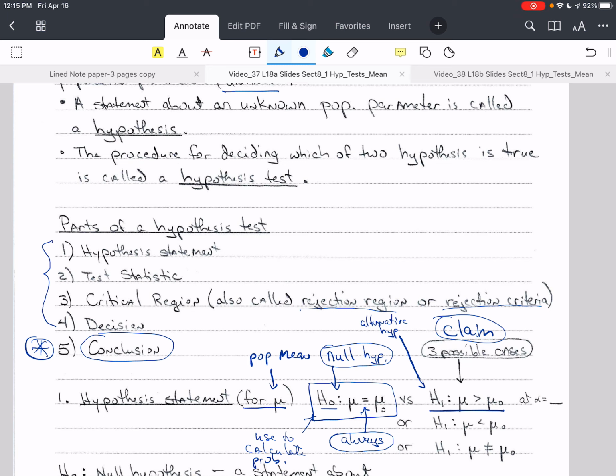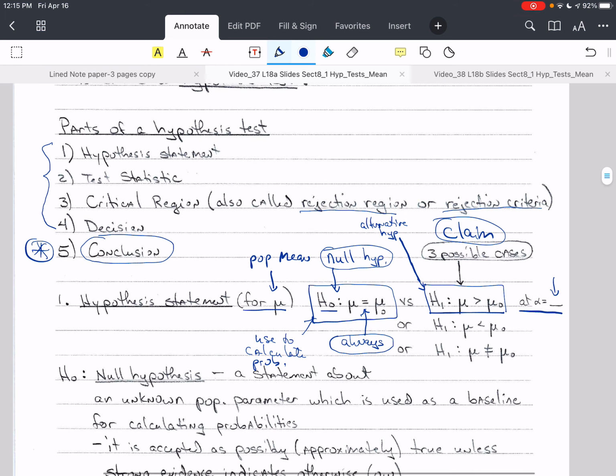That's how you say that. That's a 0, but we call it naught, H naught. And then we have H1, which is our claim or alternative hypothesis. And this statement also includes something about our significance level or the level of the test. We call it alpha. And we will talk about this a little bit later in this video.